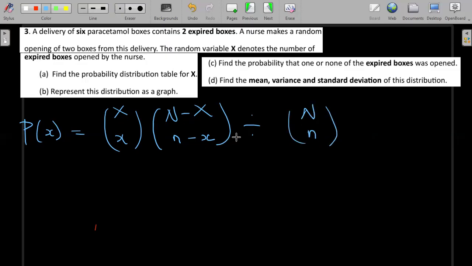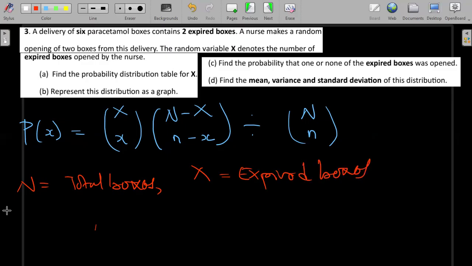So these here are what we call combinations. The hypergeometric distribution is given by this formula that I've written here. Let me explain what each of these means. The capital letter N means the total boxes that you have. The capital letter X means the number of expired boxes. The small letter n represents the number of boxes that you're going to be choosing, the chosen boxes.